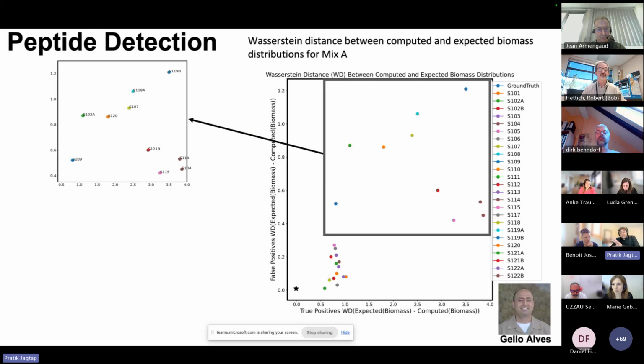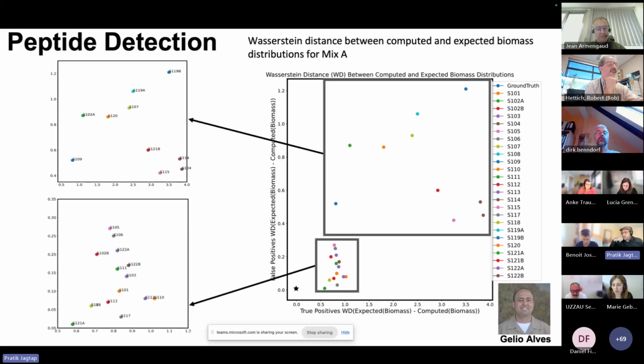There is a group that is away from the ground truth, shown here in the left bottom corner, and some of them which are closer to the ground truth. So basically, samples that are closer to the ground truth show higher accuracy in peptide detection.